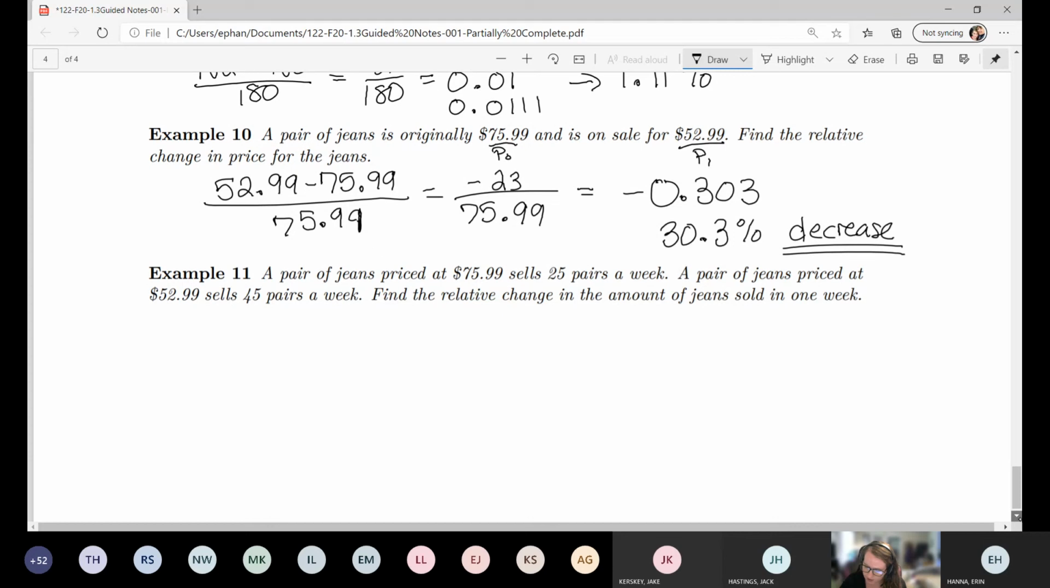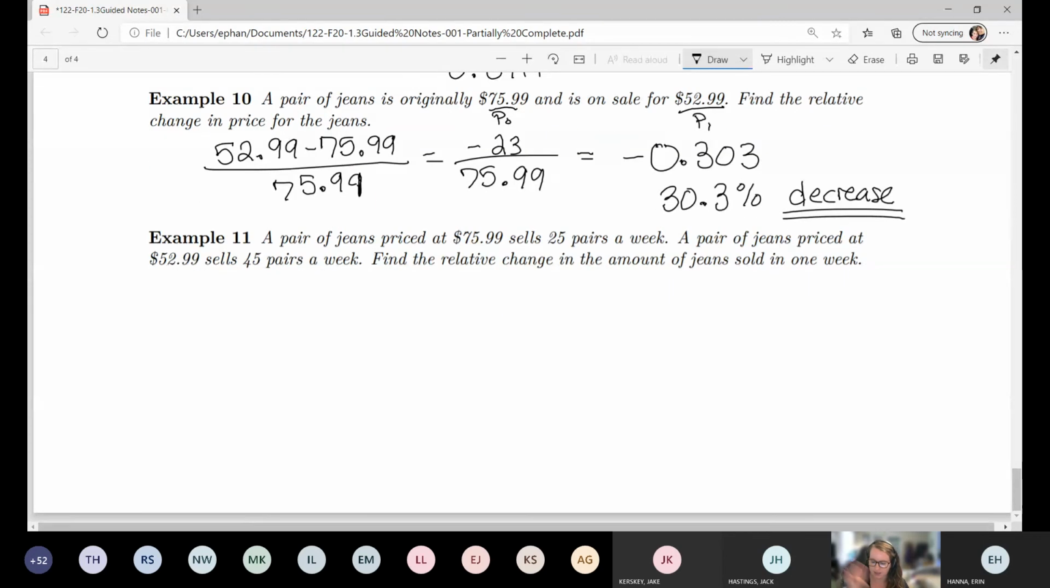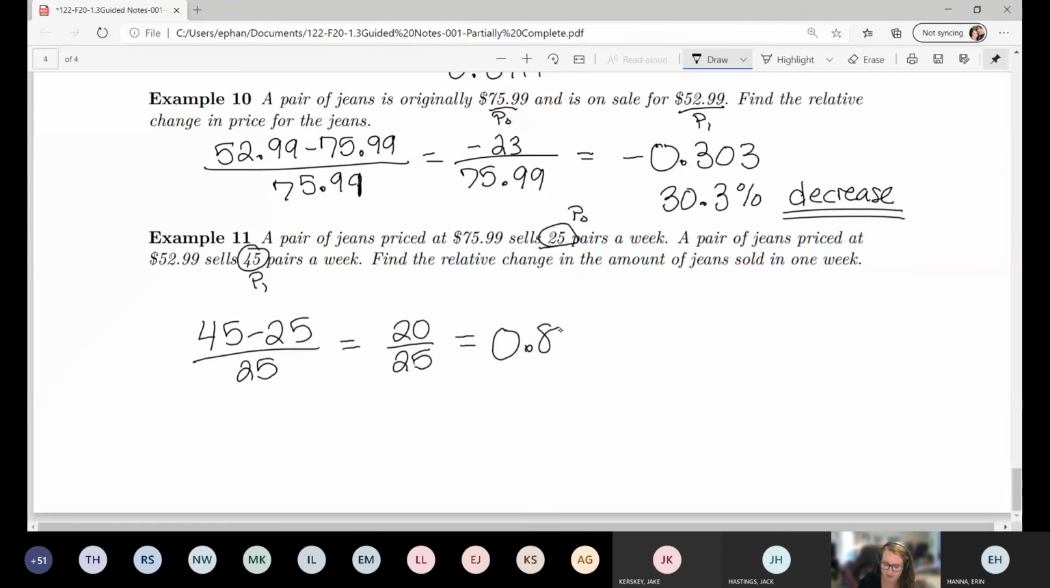Then same prices, but now we're looking at the amount of jeans sold per week. When it's originally priced, they originally sell 25 pairs a week, and then they go up to 45 pairs a week. So our relative change there is 45 minus 25 over 25. So 20 over 25, so 0.8. So an increase of 80%.